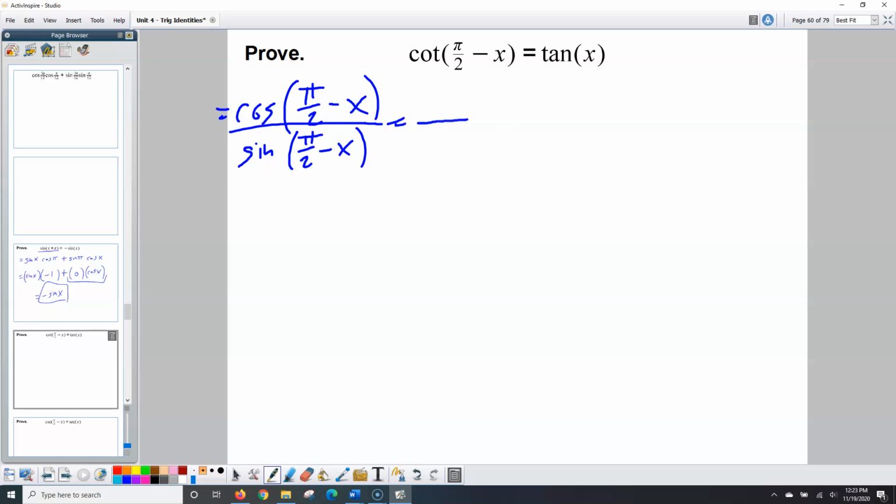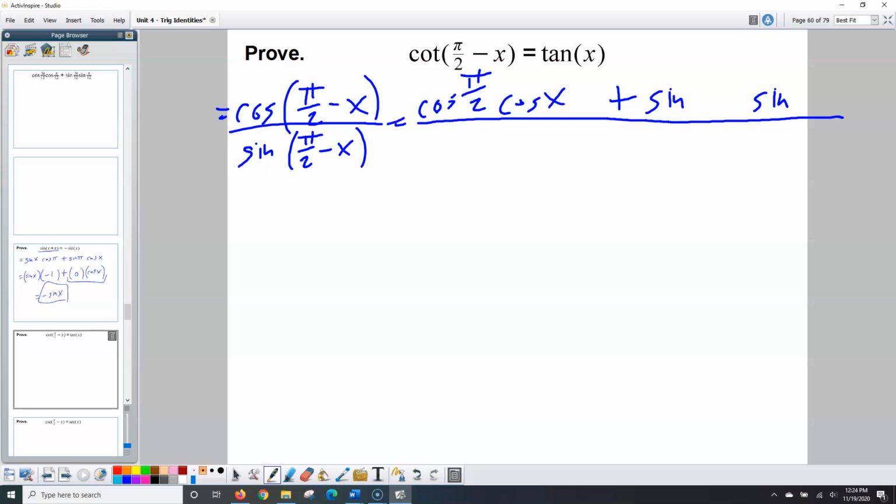Then I can do the formulas up top and on the bottom. So cosine goes cosine, cosine, opposite signs, sine, sine, and that would be pi over 2, x, pi over 2, x. Sine goes sine, cosine, same sign, sine, cosine, and then it's sine of pi over 2 cosine of x, sine of x cosine of pi over 2. Hope that's right. We'll find out.